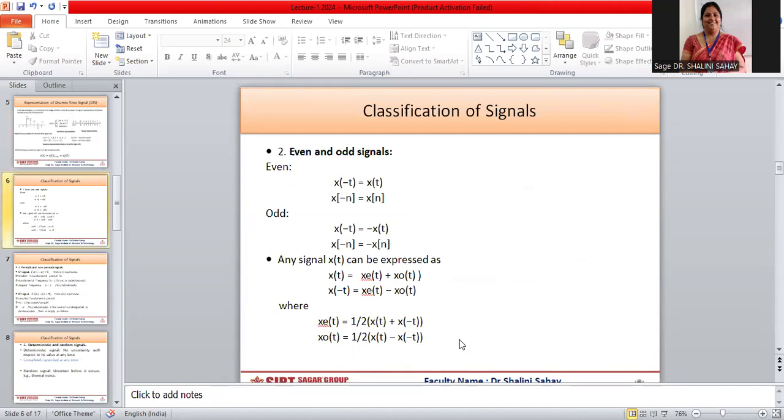These are the even and odd signals. In a continuous time signal, the even signal is represented as x(-t) equals x(t), and in a discrete time signal, it is represented as x(-n) equals x(n), which means that it is an evenly folded signal. For an odd signal, x(-t) equals -x(t) and x(-n) equals -x(n). It is the odd signal. Any signal can be expressed as x(t) equals the even part of the signal plus the odd part of the signal, or x(-t) equals xe(t) minus xo(t), where we can calculate the even part and the odd part of the signal by the given formula.